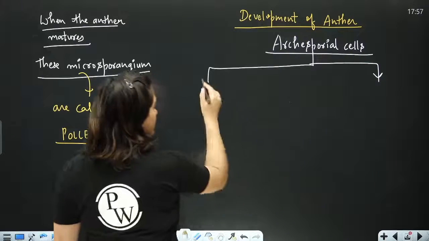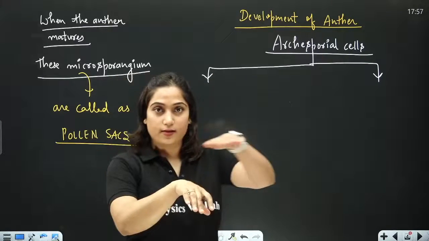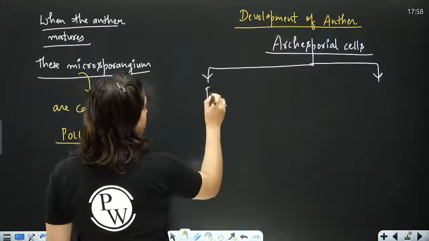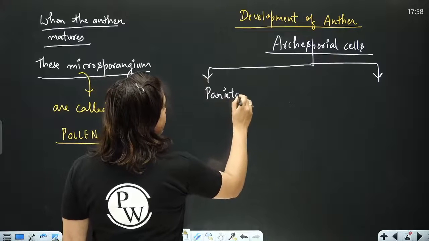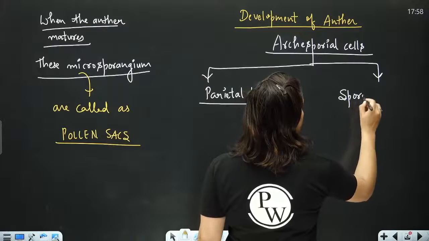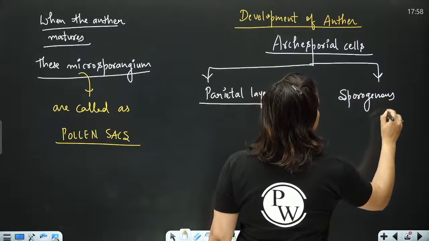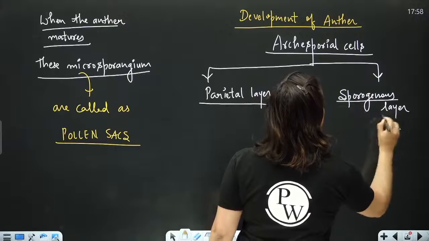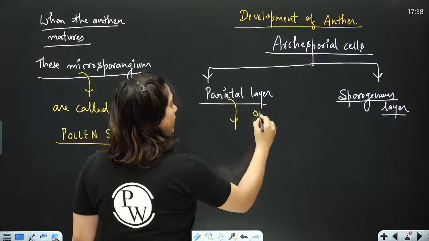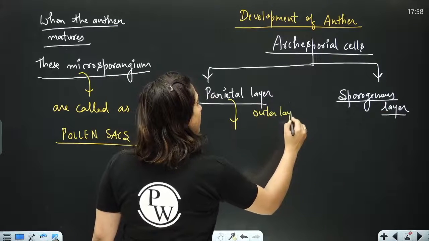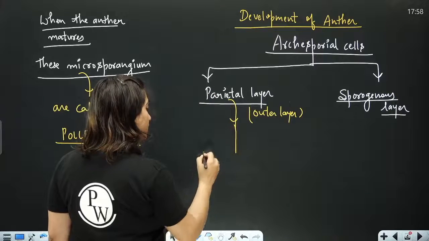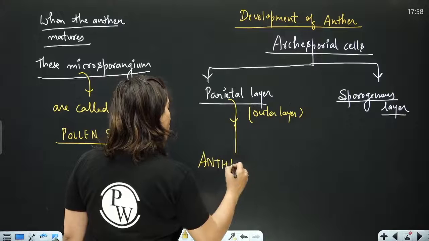Okay, so these cells divide periclinally, that means horizontally, and give rise to 2 layers. The outer layer is called the parietal layer and the inner layer is called the sporogenous layer. That means the archesporial cells ultimately give rise to 2 layers. The outer parietal layer ultimately gives rise to the anther wall.